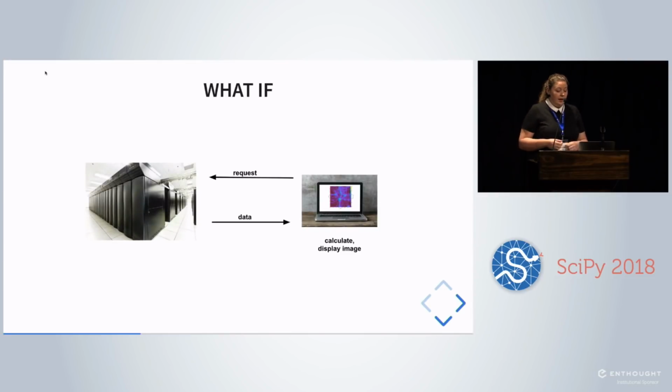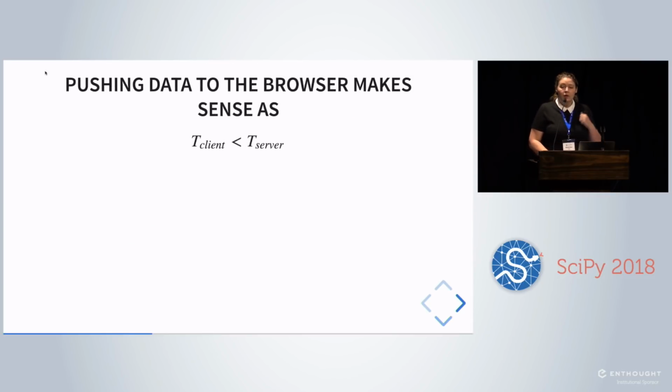So what if instead of sending the image back from the server, we send the request and we get a chunk of the data that interests us, and then we do the calculation and the display of the image in the browser? So we pull some of the data into the browser rather than the image itself. Pushing data to the client makes sense if we can make the time to calculate the image on the client side smaller than the time to calculate it on the server side.